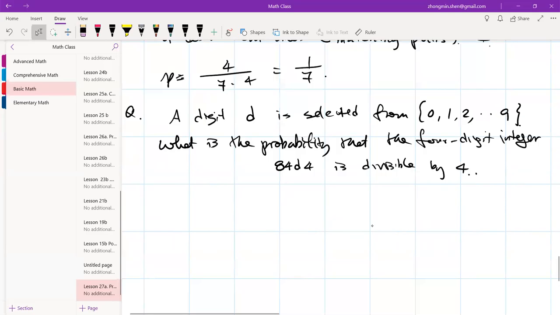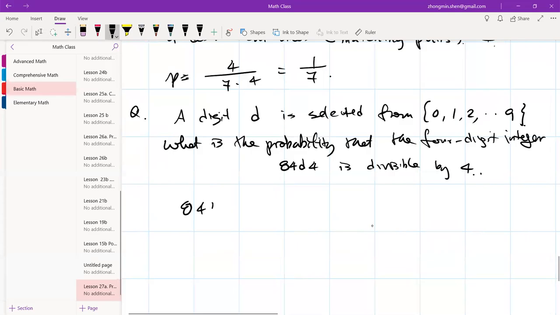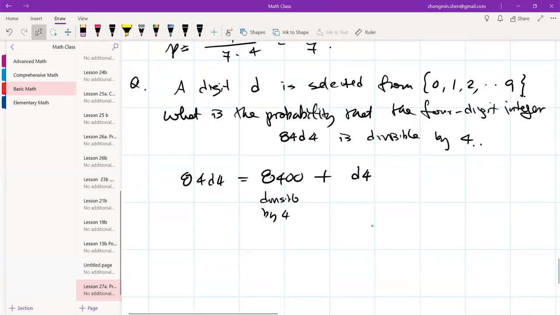But in other words, can you determine the digit D so that 8,400D4 is divisible by 4? 8,400 can be written as a multiple of 100, so clearly this is always divisible by 4. So that means the last two digits should be divisible by 4.